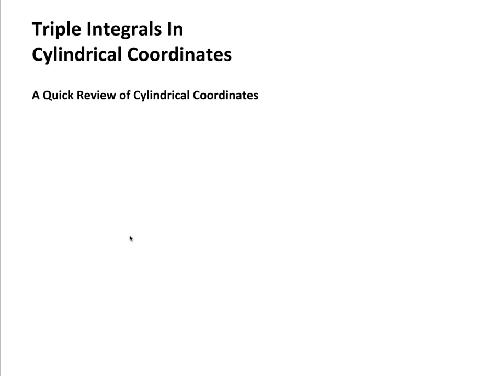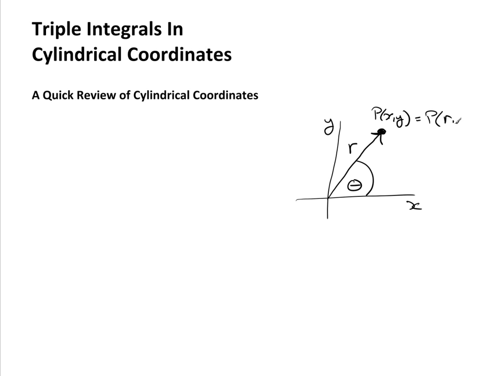Let's start this discussion with a real quick review of cylindrical coordinates. First of all, before we go to cylindrical, let's talk about polar just momentarily here. On the xy plane, if I have a point out here that has coordinates x, y, I can also represent that in polar coordinates as the angle theta and a radius r. So this also equals the point r, theta.